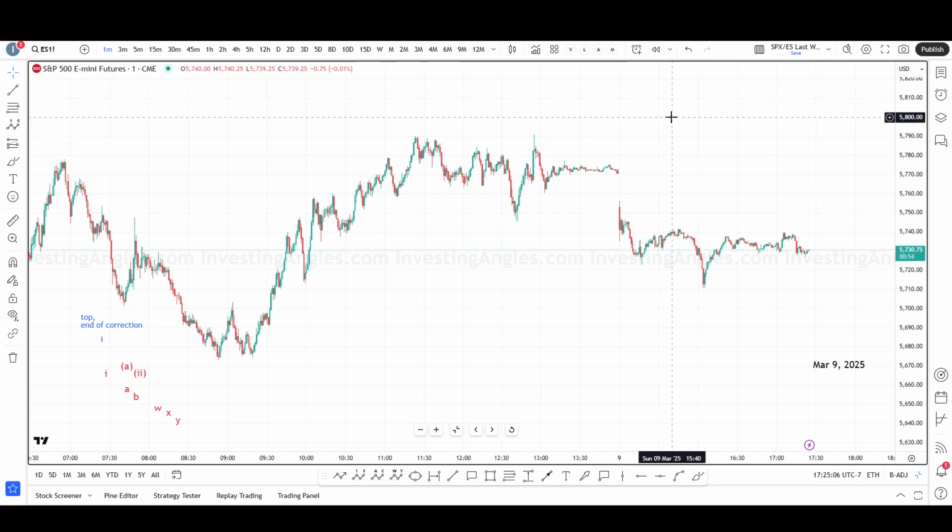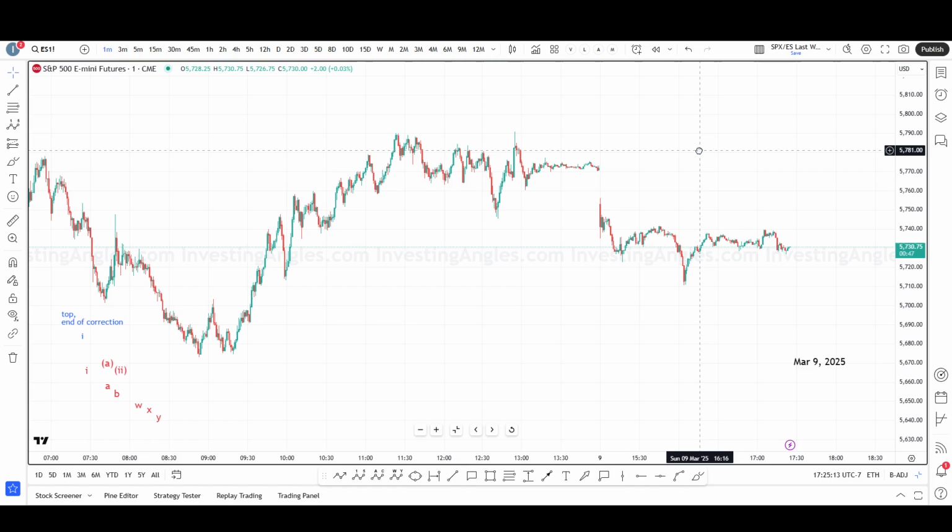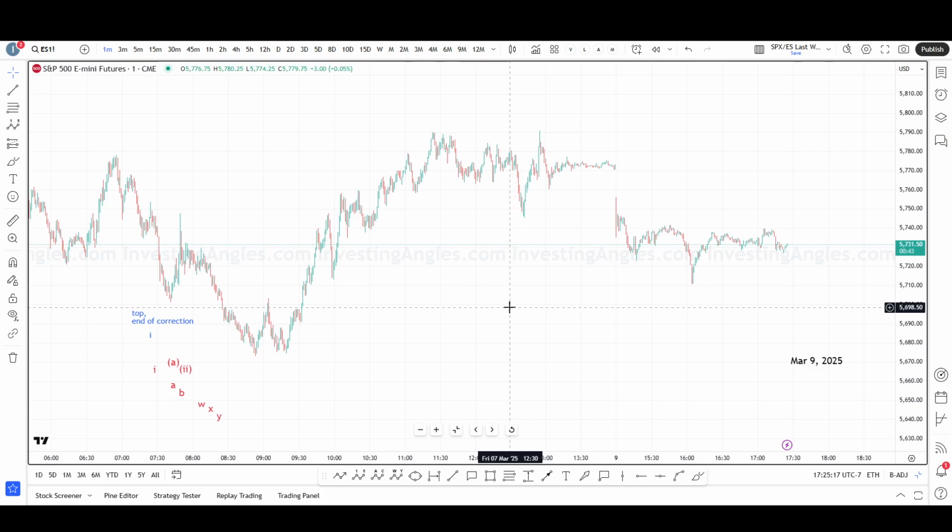So this is the 1-minute chart of ES futures that is working right now. So what we are seeing here, let's try to analyze it.